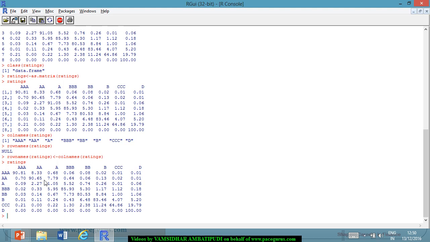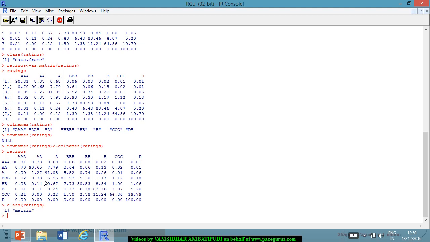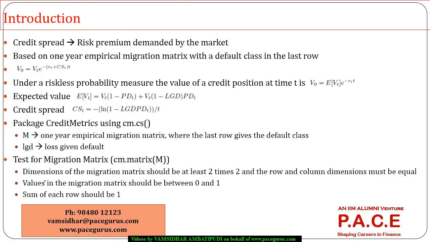So we'll have to see if it is a proper credit migration matrix or not. We have a few tests to ensure that. But at least it should be in the form of a matrix. So let's first look at the class of this. It should be a matrix now. It's no more a data frame, which is what it was.